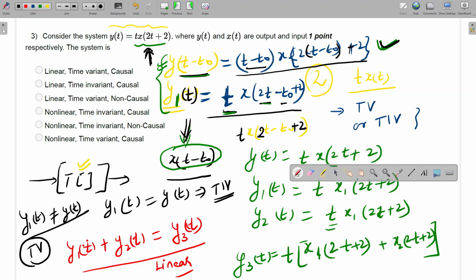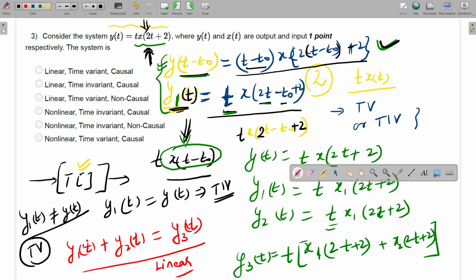Whatever transformation was applied here, the same thing I have applied to the shifted value of x of t minus t naught. The time was required to be multiplied by 2, that I have multiplied here. Then 2 should be added, 2 I have added here. And externally it should be multiplied by t. So this is y1 of t.